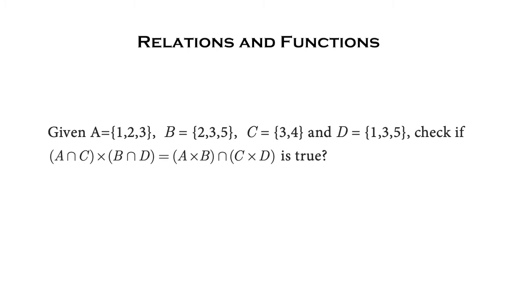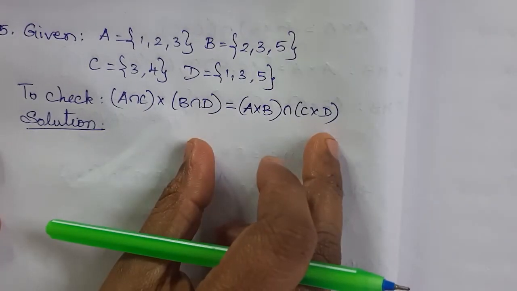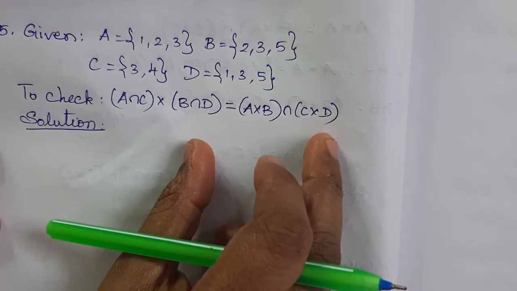Fifth one. Given A is equal to {1, 2, 3}, B is equal to {2, 3, 5}, C is equal to {3, 4} and set D is equal to {1, 3, 5}. Check if A intersection C cross B intersection D equal to A cross B intersection C cross D is true. There are two sides which you have to show whether it is true or not, that is equal or not.